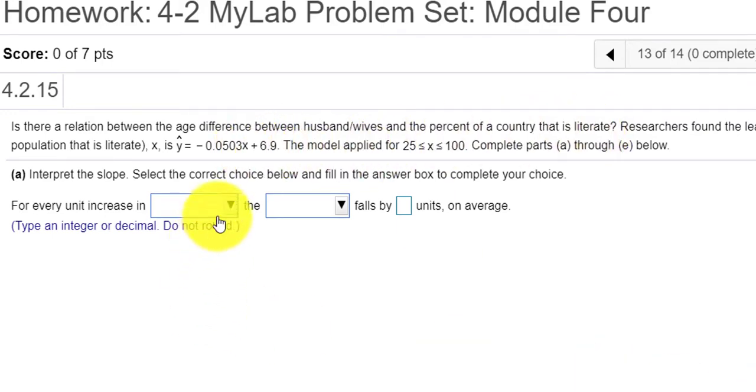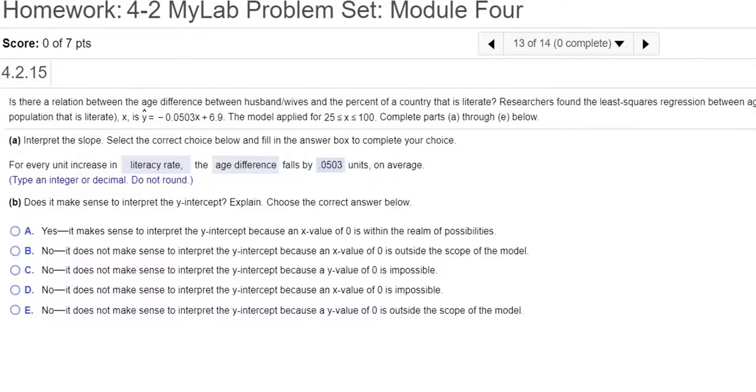So it says for every increase, so think of the slope as change in Y over change in X. So every increase in literacy rate would result in a decrease in age difference, and the age difference would fall by 0.0503, right? I'm getting that value from here. So as the literacy rate goes up, the age difference will fall. Okay, that's an interesting study. I check answer, I get the good job.